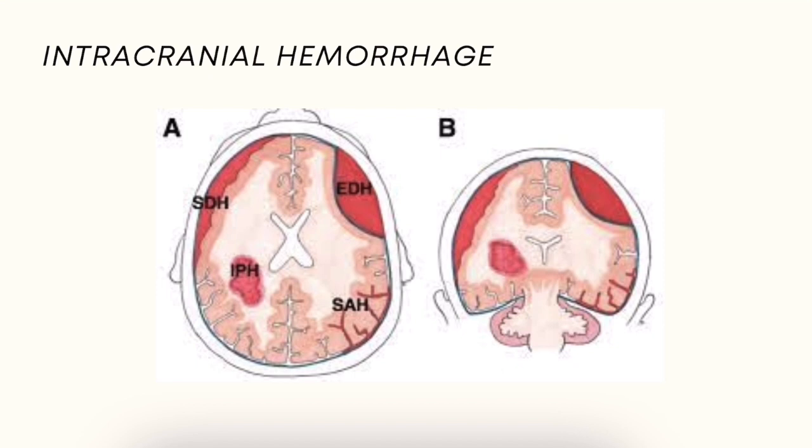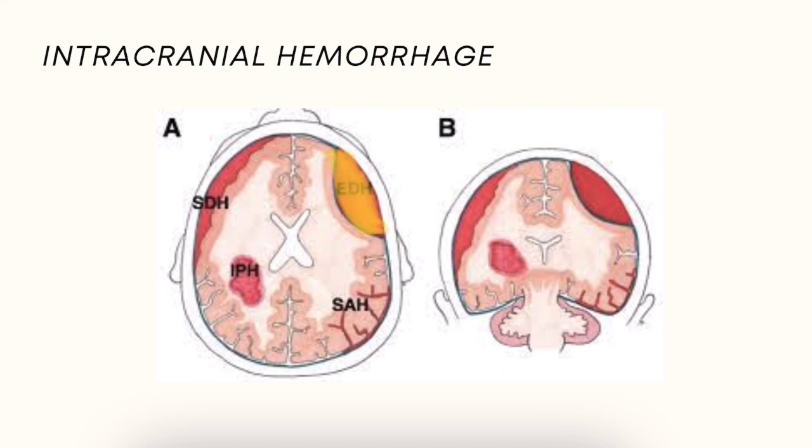So injuries to the meningeal arteries or veins cause epidural hemorrhage, and the most commonly damaged is the anterior division of the middle meningeal artery. If we look at CT scans, it's going to look like a lens. So it's a lens-shaped, dense collection of blood.